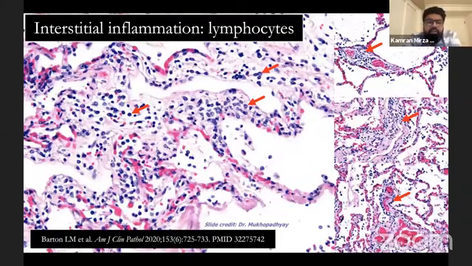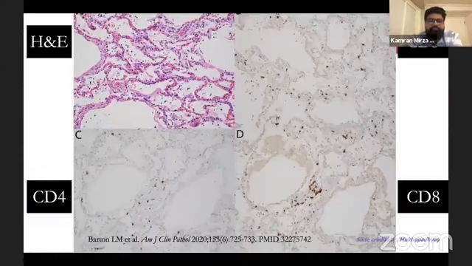So here you can again see the interstitial inflammation. It is being pointed out by the red arrows, and the red arrows are showing you these lymphocytes. So these are not neutrophils, these are lymphocytes. And this is also a feature that was presented in this autopsy series.